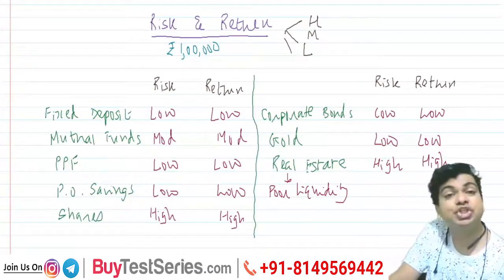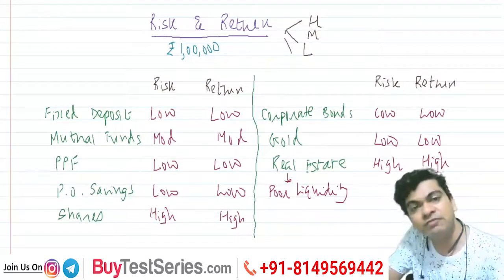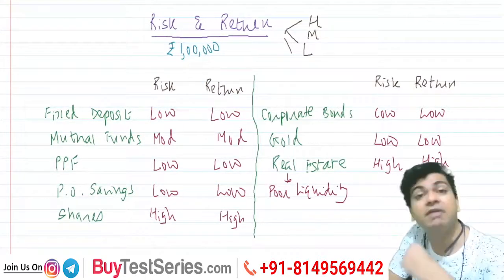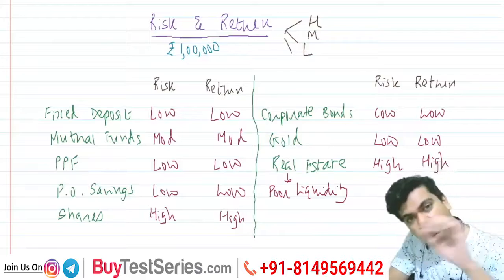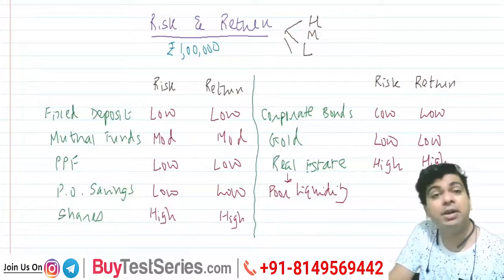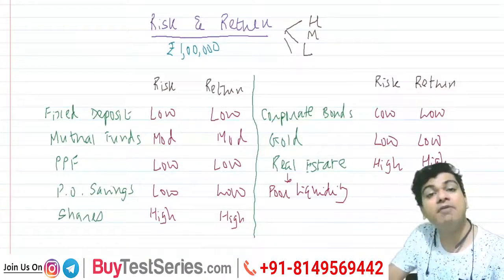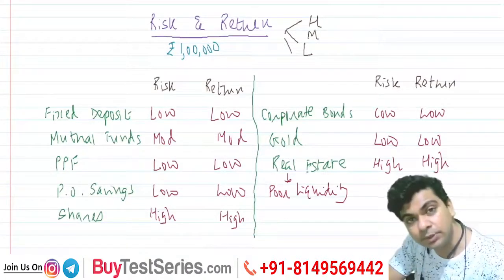I've invested in shares. I can sell the shares. I've invested in mutual funds. I can sell the mutual funds. I've invested in gold. I can very easily sell gold. But if I've invested in a real estate property and I am in urgent need of money, there is no reason to believe that I will be able to sell this property.